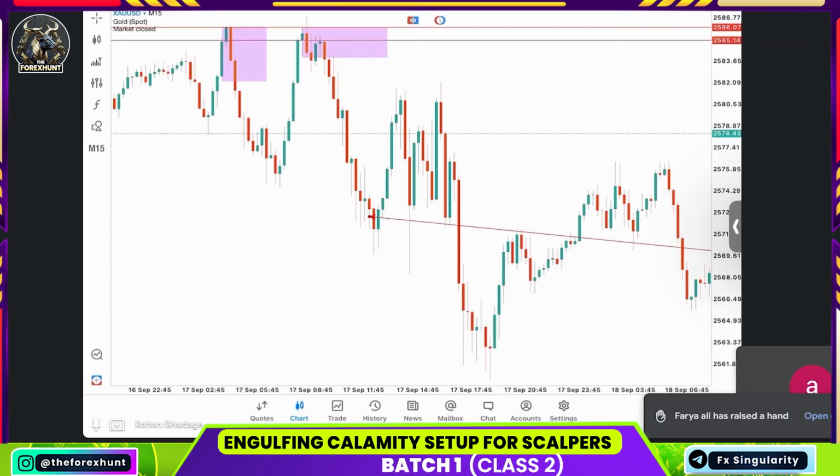Right. And the SL would be out of the zone, that is 10 pips above the zone, or the lowest of the zone in case of buy. Fine.